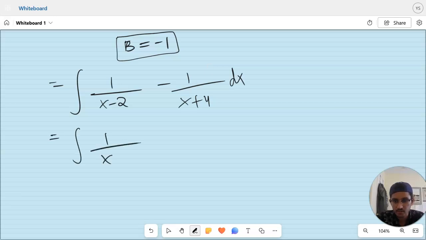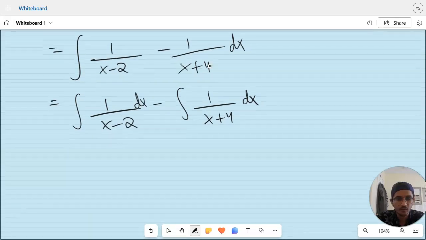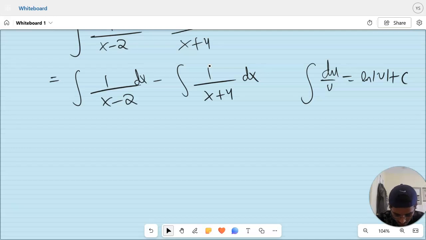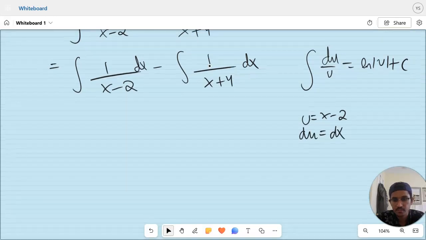Let's divide this into two separate integrals: 1 over x minus 2 dx and 1 over x plus 4 dx. If you recall, the integral of du over u equals ln of u plus c. So that's all we're going to be doing here. We're going to let x minus 2 be equal to u, and du is just going to be dx.